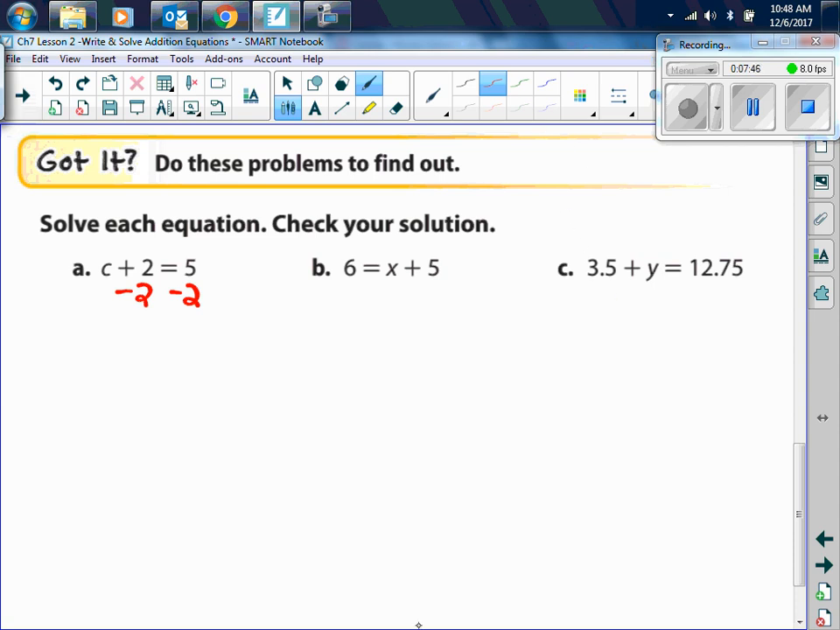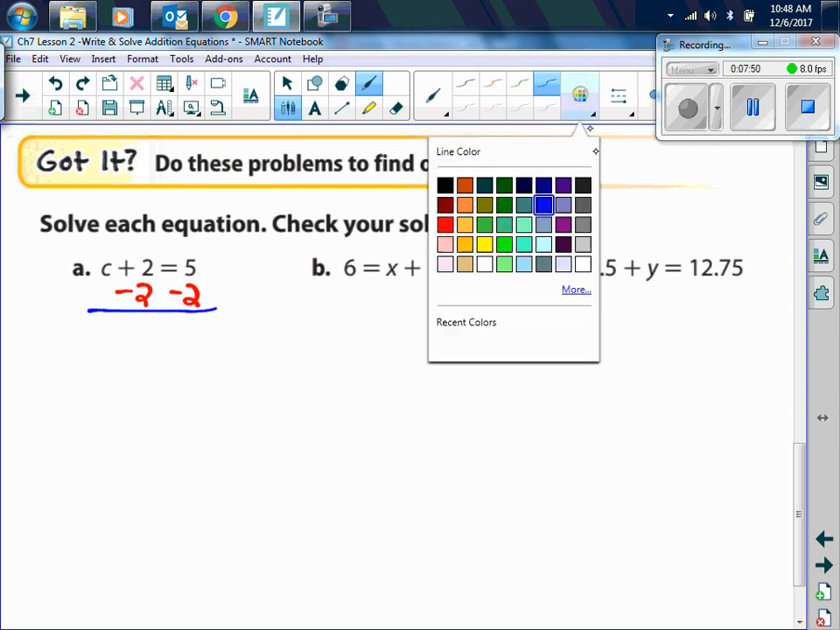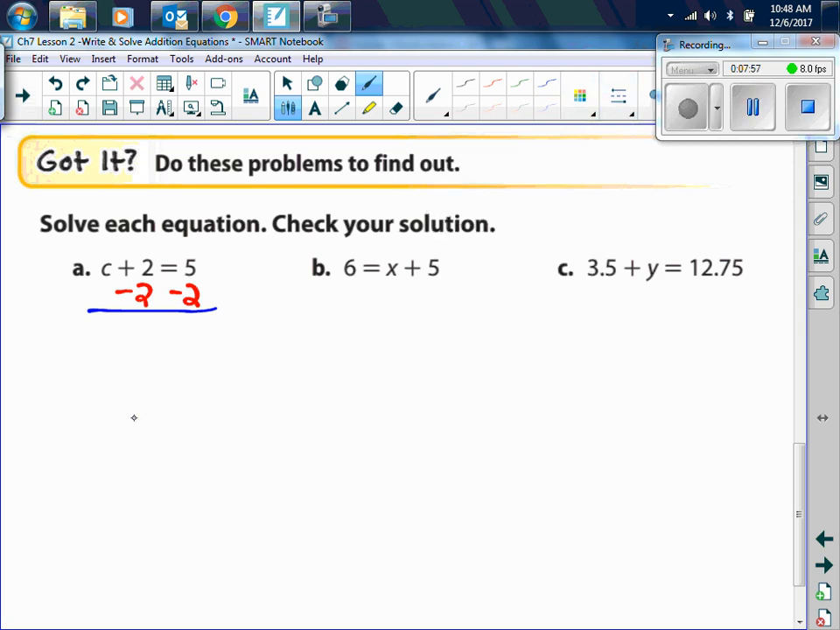Let me put a yellow line in here. Okay? So this is going to be the other side of the equal sign. So we subtracted 2 on the left-hand side, so that means we have to subtract 2 on the right-hand side. So now we can finish.